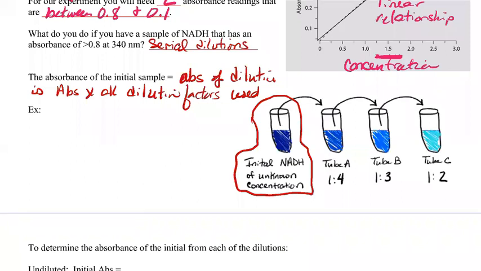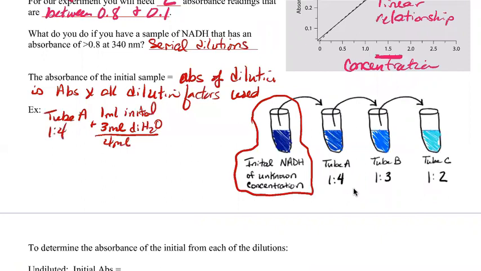So how do I do tube A? In order to do tube A, this is a 1:4 dilution right here. So to get to tube A, I did 1 ml of my initial, and I added to that 3 ml of DI water. Always going to use DI water, for a total of 4 ml. So that gives me a 1:4 dilution, right?